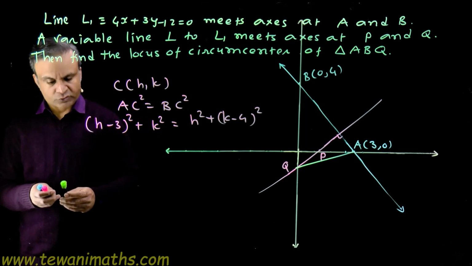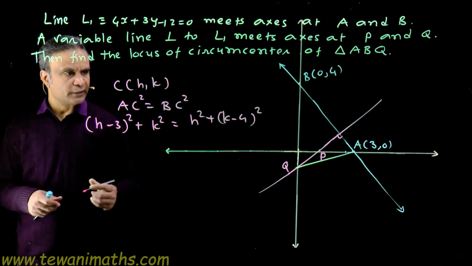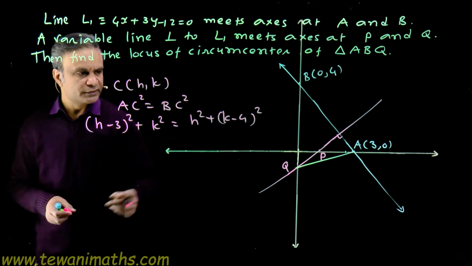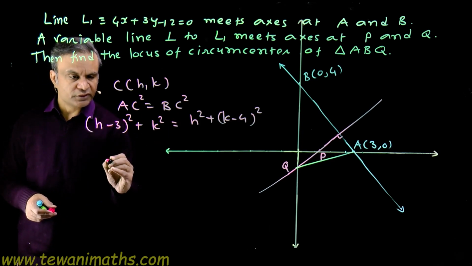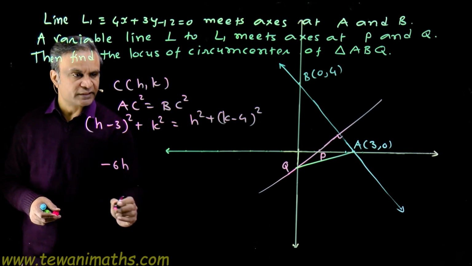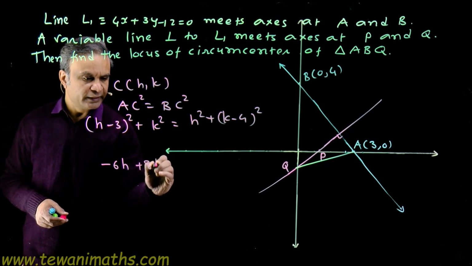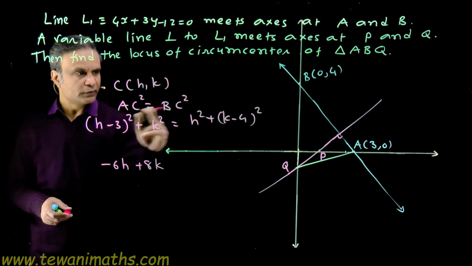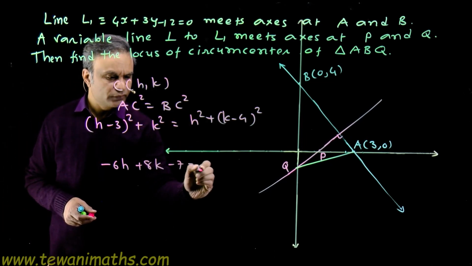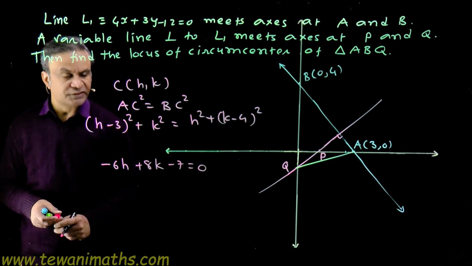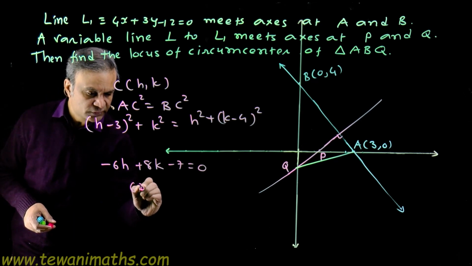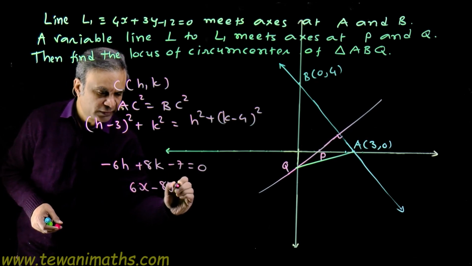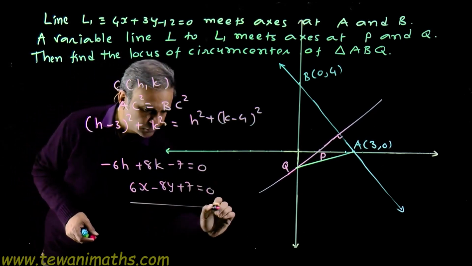ठीक है ना? सो इक्वेशन ऑफ लोकस इज नाउ फ्रॉम बोथ साइड्स h square and k square get cancel out. So equation is minus 6h plus 8k minus 16 minus 9, that is minus 7... This is equal to 0. Replace h and k by x and y. So required equation of locus is 6x minus 8y plus 7 is equal to 0.